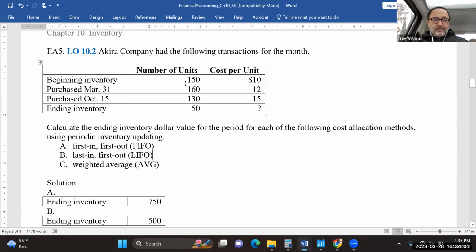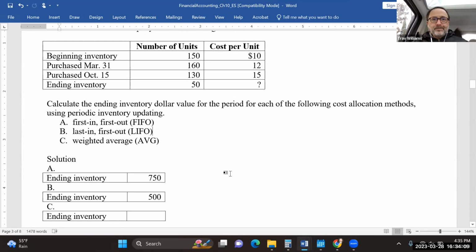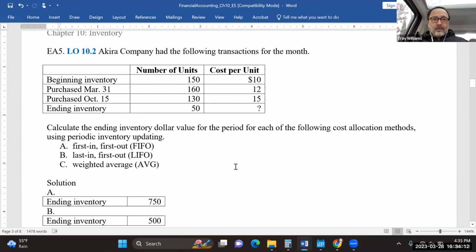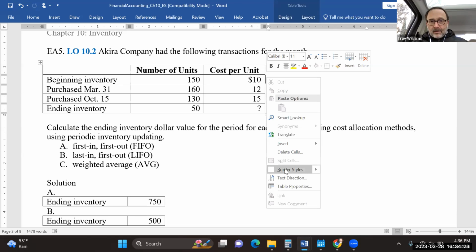There we go. We figured out the FIFO, ending inventory cost, and LIFO, right? And now we'll figure out the weighted average. With the weighted average, again, what we have to do is get the total cost of all the inventory and divide it by the total number of units. So again, I'm going to add a column here because it will be helpful. And if we had 150 units that cost $10 each, that's 1,500, right? But then we bought another 160 at $12 each.